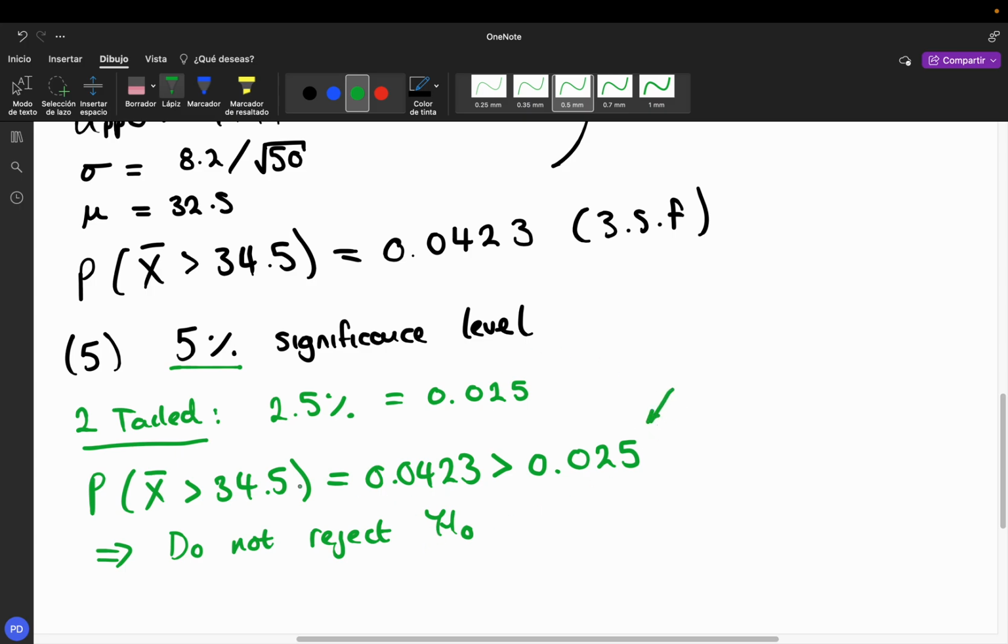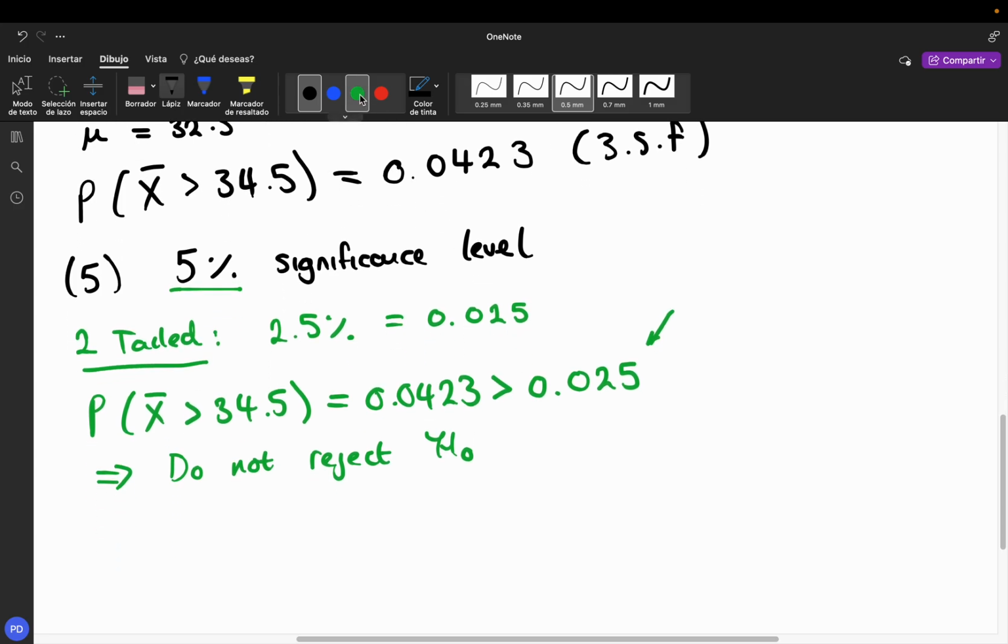This is what's going on here. You compare it here, and if it's bigger than the significance level, you do not reject it. So I'm going to write that here as number 6: we do not reject H0 because it's bigger.